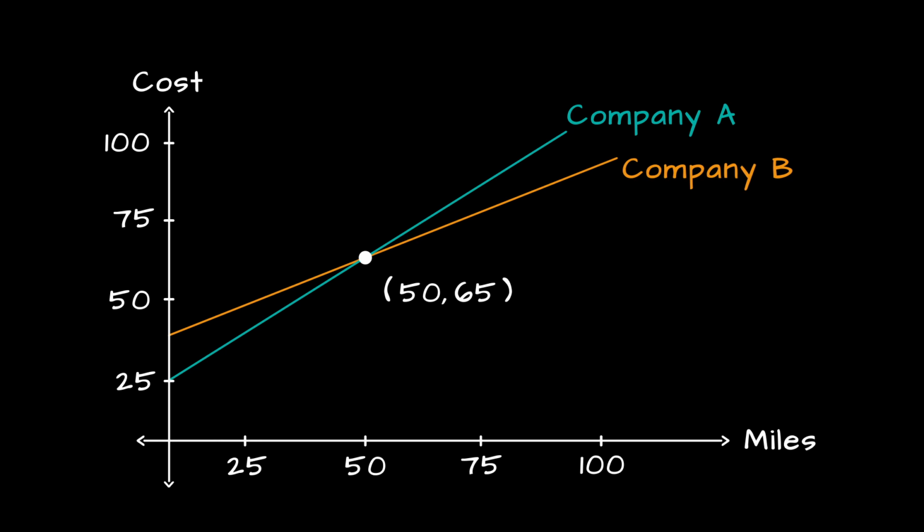If you plan on going on a short trip that doesn't exceed 50 miles, then you want to go with company A, because in between 0 and 50, the cost of company A is less than the cost of company B. On the other hand, if you plan on taking a longer trip that exceeds 50 miles, then company B will be the cheaper option, because when x is greater than 50, the cost of going with company B is less than the cost of going with company A.